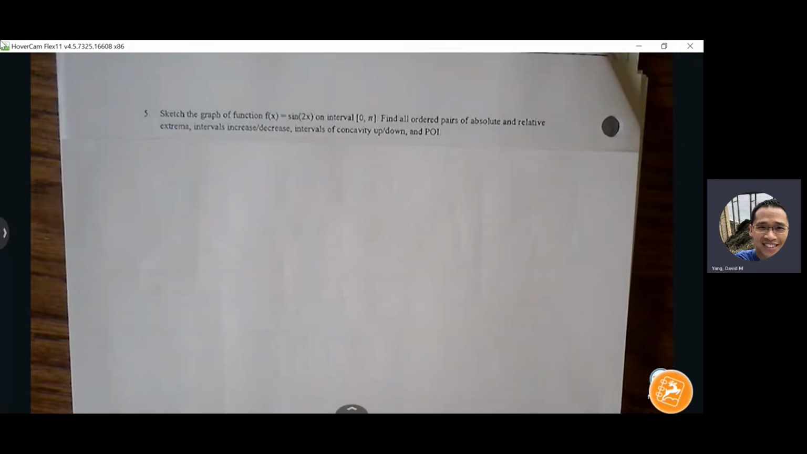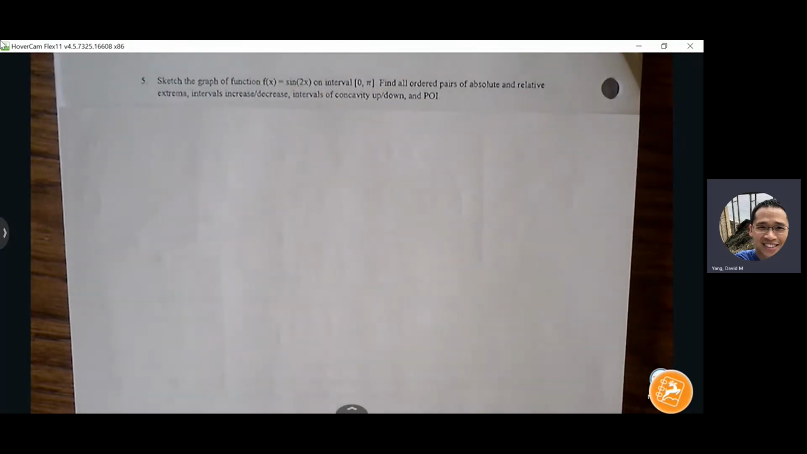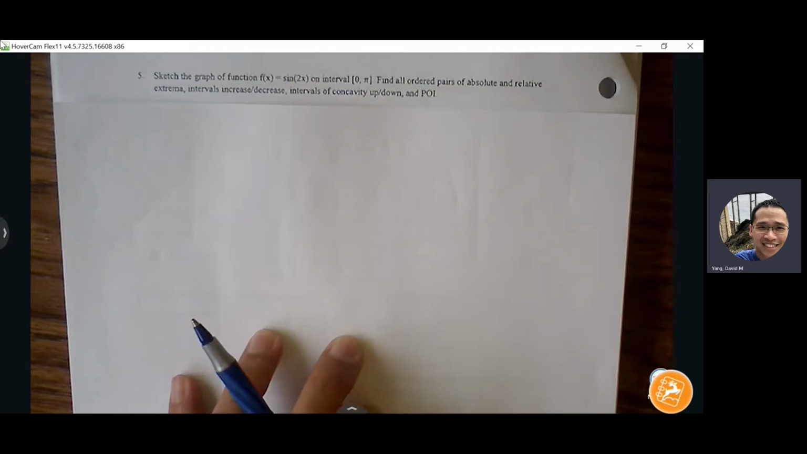I'm going to put this on a separate sheet just so that I have enough room. So feel free to do that if you'd like to do that as well. Half a page may not be enough, so just to let you know.